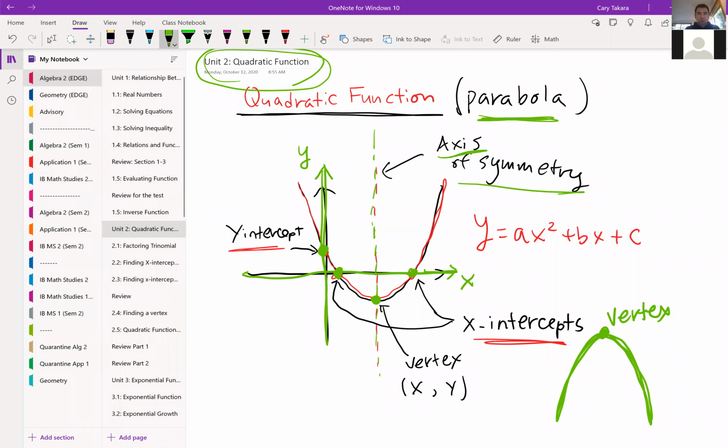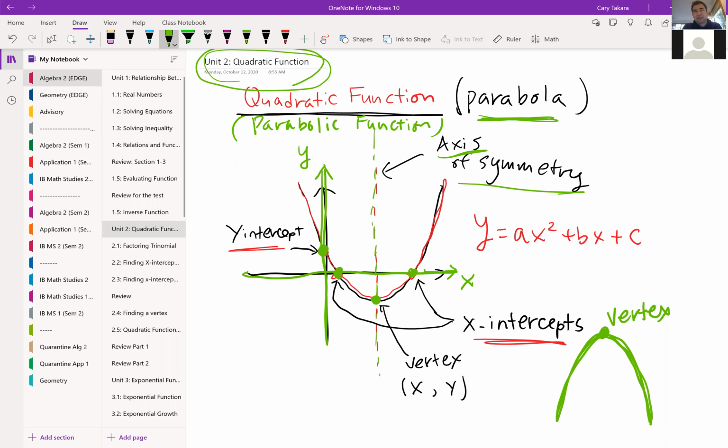Again, it's called quadratic function, or some people will call it parabolic function. Again, they are the same thing, synonymous. Now, as you write, I just want you to listen to this. There are lots and lots of applications for quadratic function.